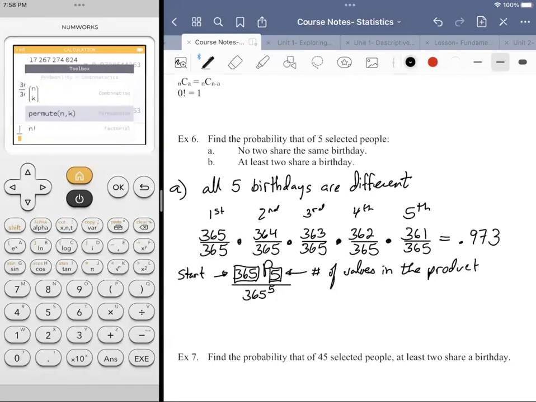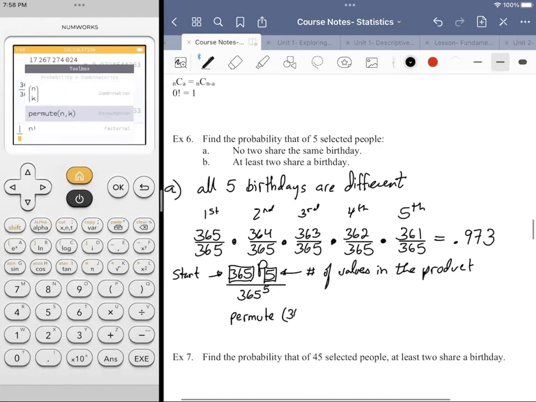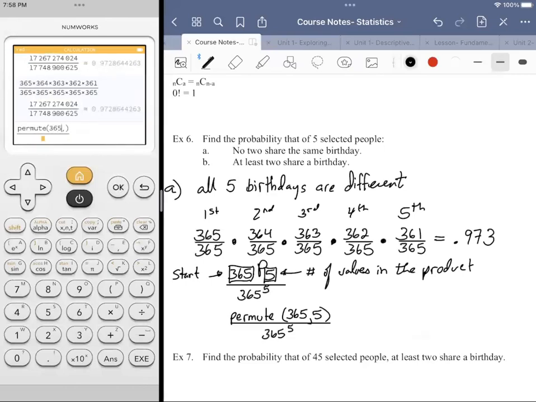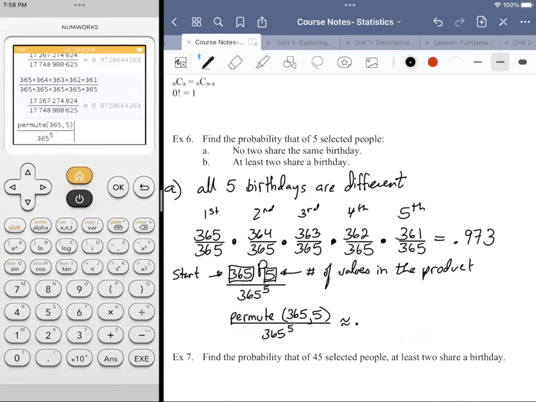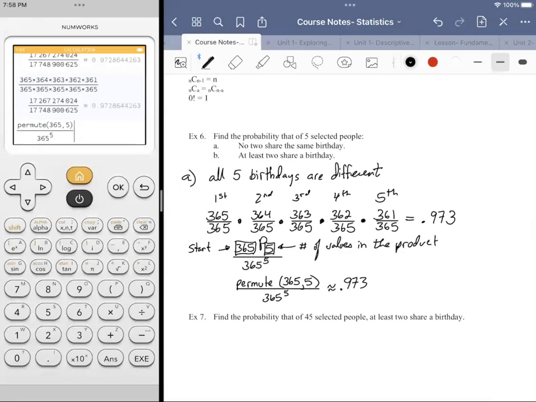So this means the same as permute. 365, 5. That's what I'm going to put in the top of my fraction. And on the bottom of the fraction is 365 to the 5th. So I'm going to select this: 365 before the comma, 5 after the comma, and then 365 raised to the 5th power. Then hit OK, and it'll spit out the right answer, 0.973.